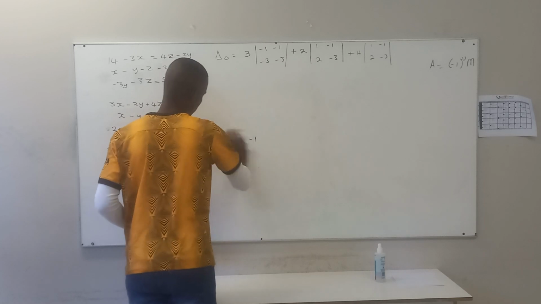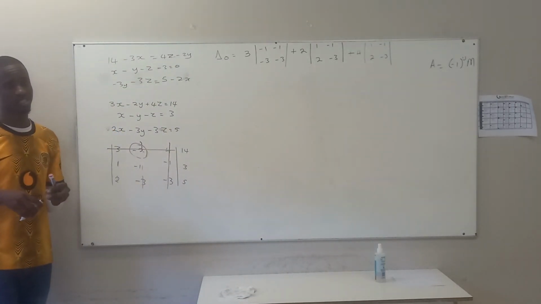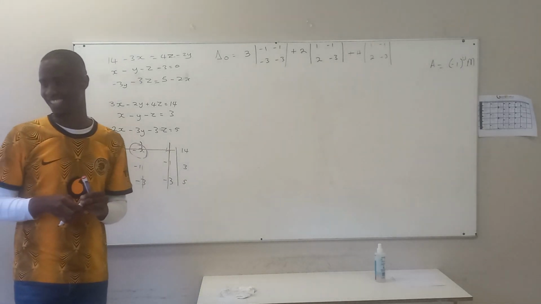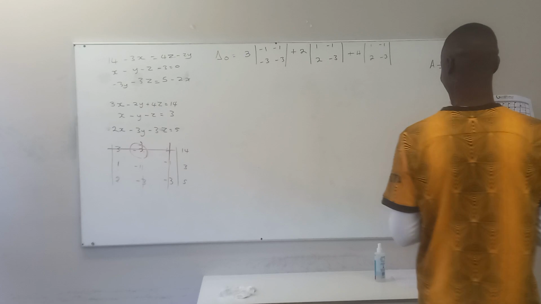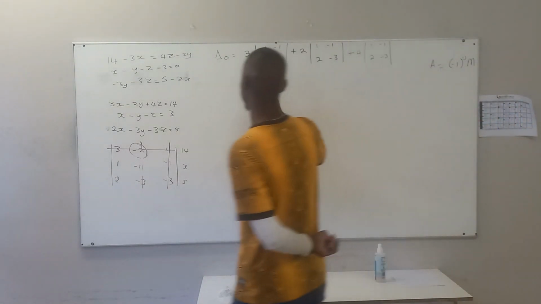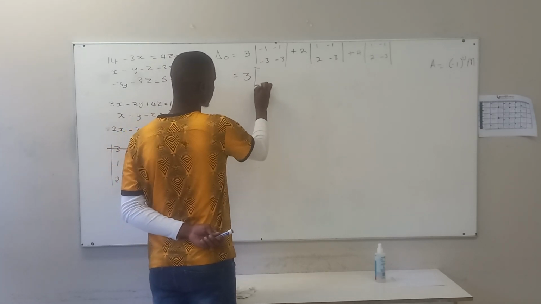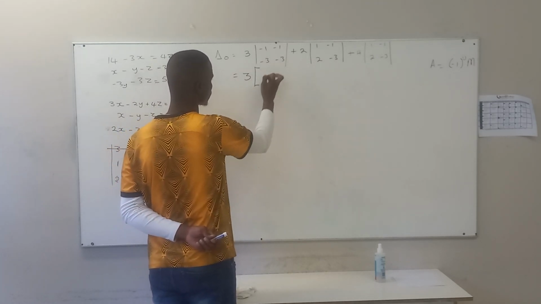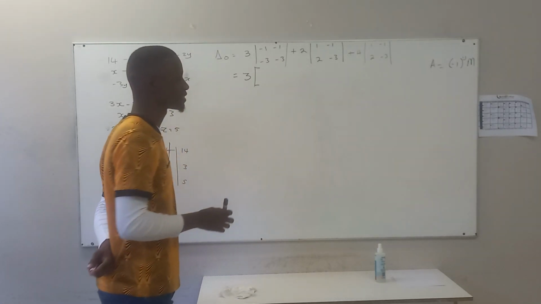Any questions? Do you understand this first part? Any questions, guys? Okay, no questions. Then it's 3 into this one multiplied by this one. It's what? 3 minus 3.